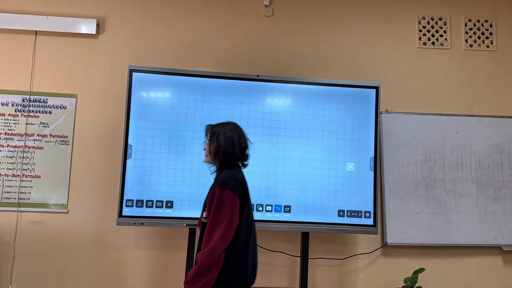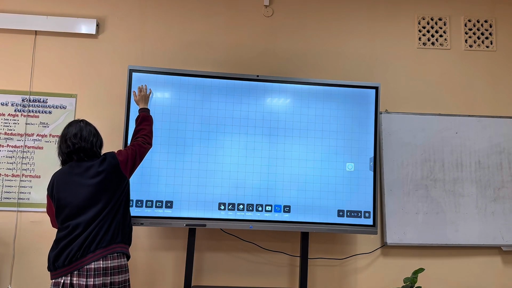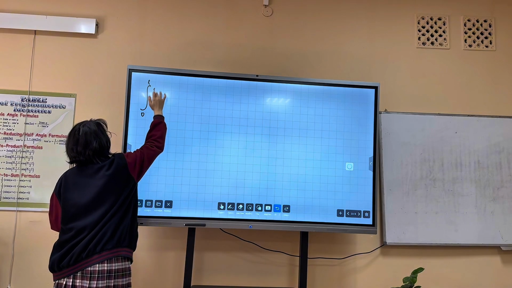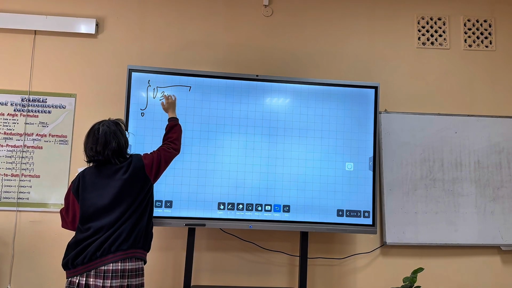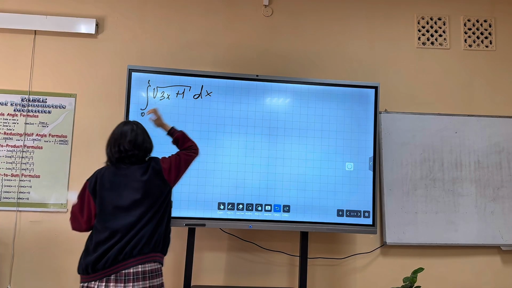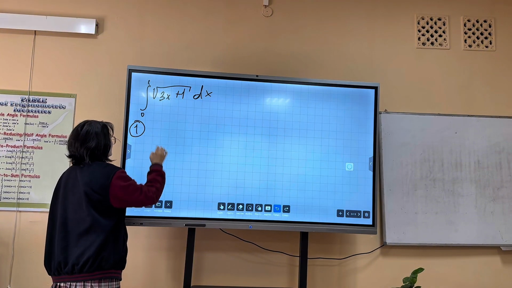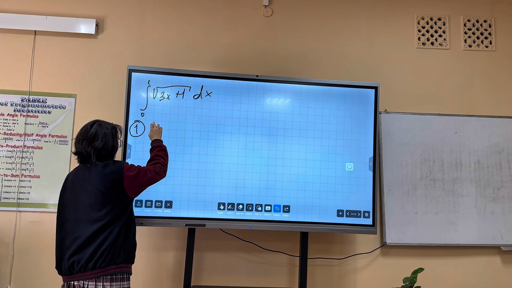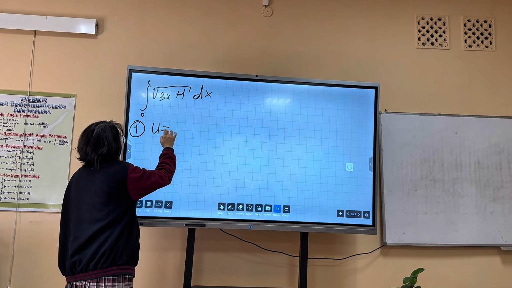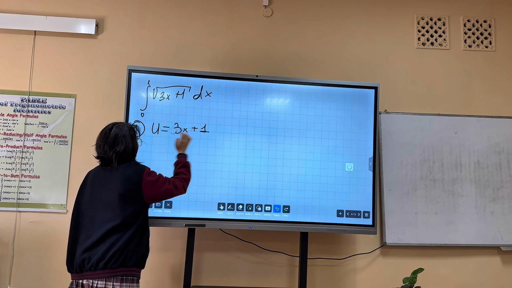Our example is number 13 on page 64. First, we go integral of square root of 3x plus 1 dx. We have two ways to solve this. The first one is by substitution. We can make a term and define it as u, and it will be 3x plus 1, and find the derivative of the u.